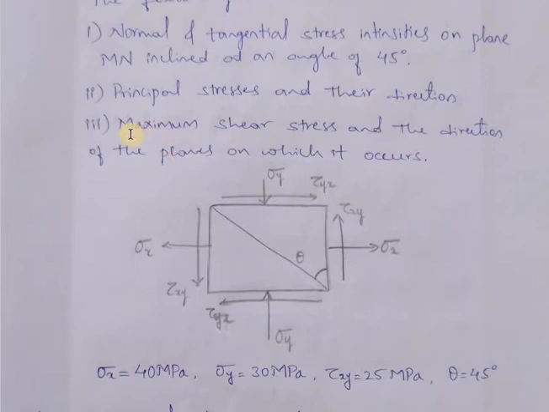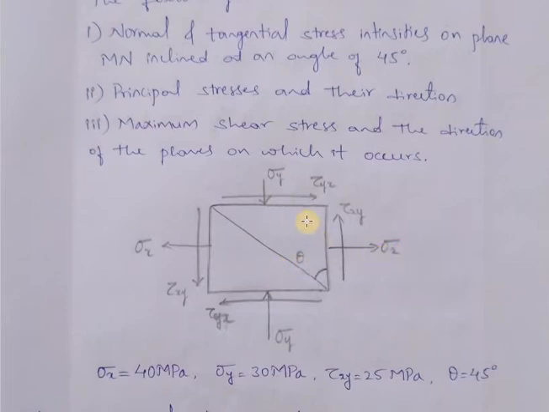The third one is maximum shear stress and the direction of the planes on which it occurs. So next thing we need to find is the intensity of the maximum shear stress and its location. So here we have the element which is subjected to biaxial stress along with the shear stress.